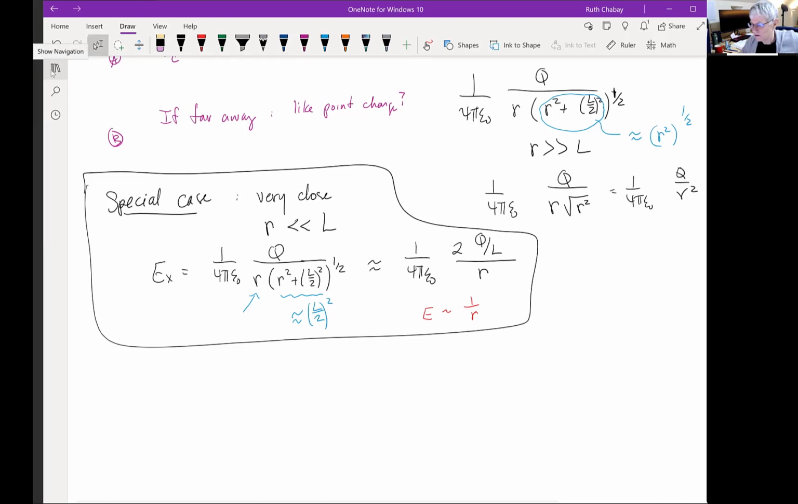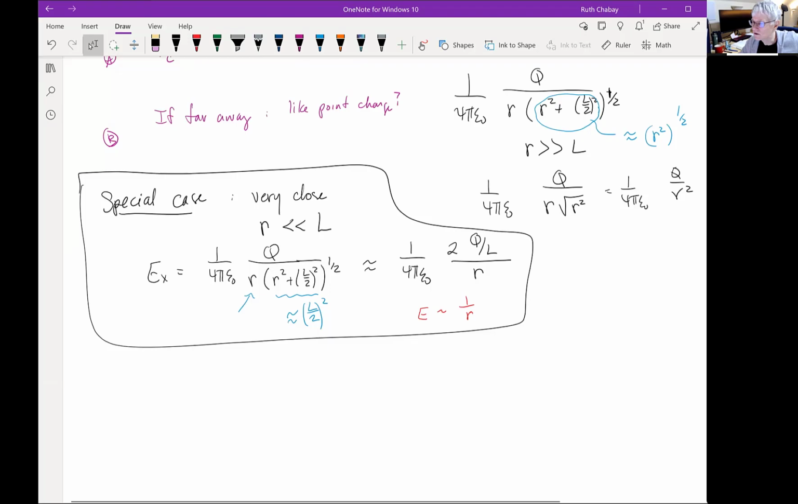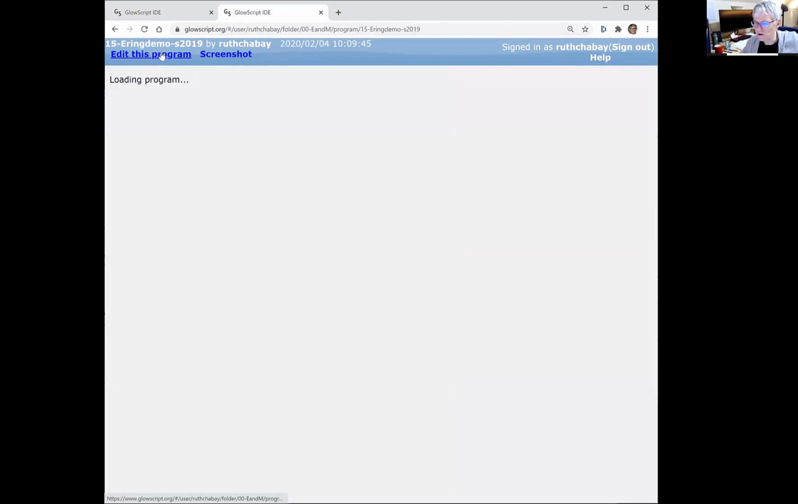Okay, because we are close to the end, I'm not going to work through the ring, which is worked through in great detail in the book. But I'd like to show you sort of geometric-graphically how this works.